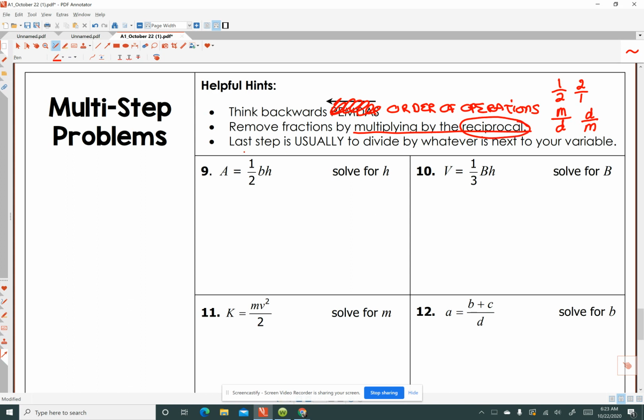So the last step usually, so we talked about this. Our last step is usually, but not always, to divide by whatever is next to your variable. Next to means whatever is being multiplied by your variable. So why don't you try 9, 10, 11, and 12 on your own, pause the video, and then come back and check your work.